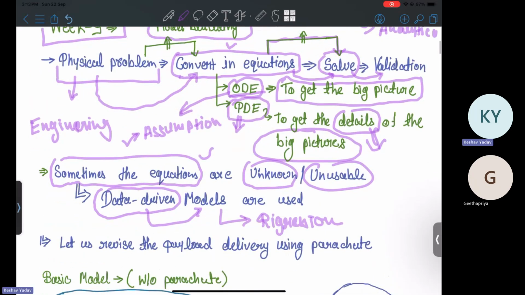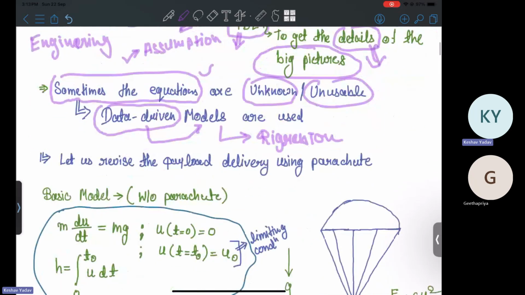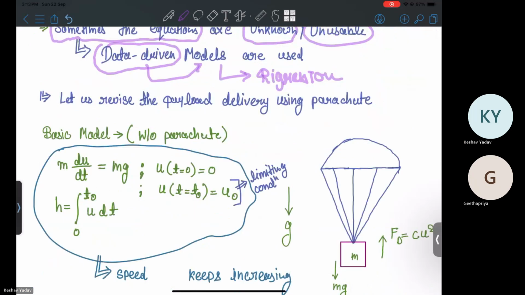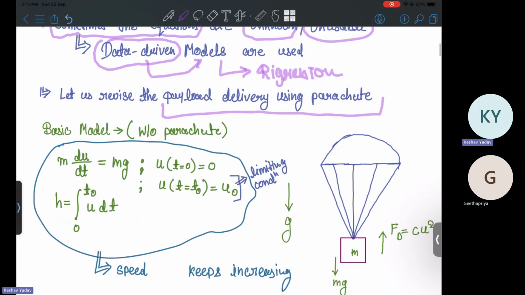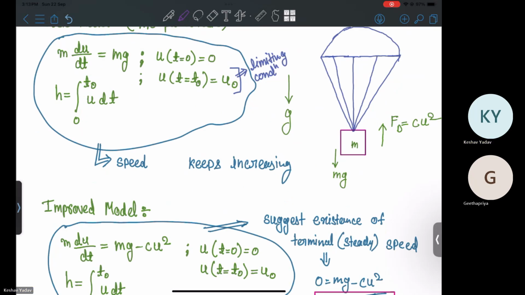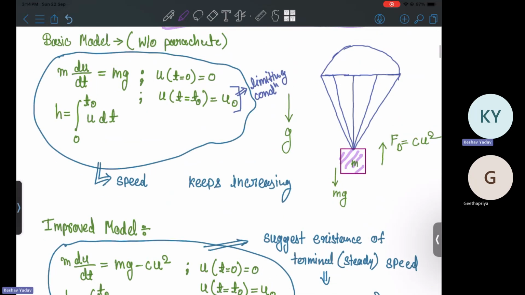So before going to the physical problem, let us recap one problem that has been discussed in week 1, the payload delivering using parachute. Suppose we have this mass m of payload that we wish to deliver at some location. This location may be a flood affected area where we want to supply some essential goods. So the basic model can be, what we are doing here, we have some mass m that we wish to deliver.